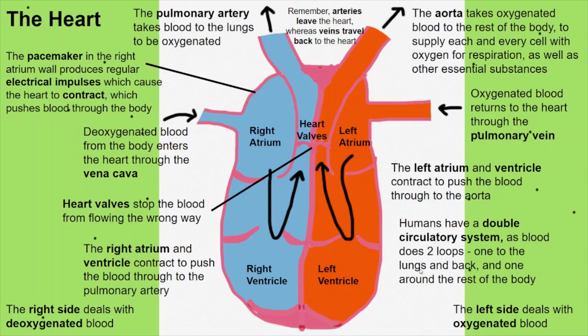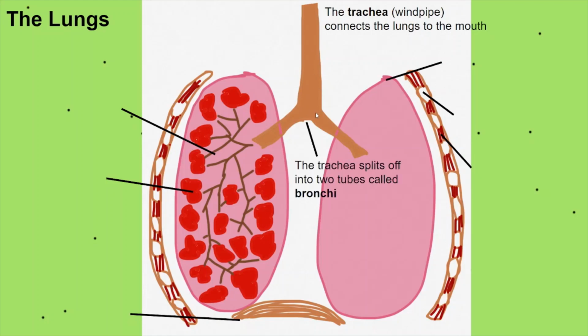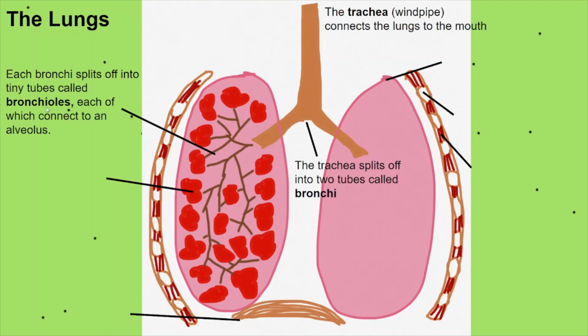And with that, we're going to look at the lungs. Now, the lungs, similarly to the digestive system, are connected to the mouth through the windpipe, which we call scientifically the trachea. And this connects the lungs. And when it reaches the lungs, it splits off into two tubes called bronchi. Each one is called a bronchus, but each of the bronchi splits off into lots of bronchioles, and these all connect to an alveolus, plural alveoli. So E is plural of us, general rule.